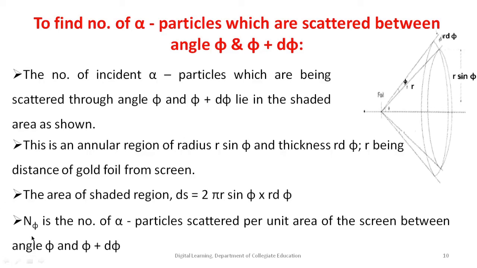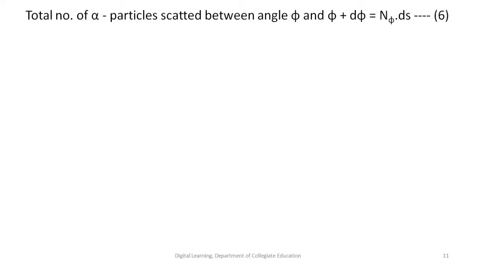Let us assume number of alpha particles which are scattered per unit area of the screen will be equal to N phi. Then total number of alpha particles scattered in between phi and phi plus d phi is N phi into ds. Let us call this as equation number 6. So this 6 will be equal to 5 irutte. Therefore N phi ds is equal to fraction of alpha particles which are scattered in between phi and phi plus d phi. So will be same.